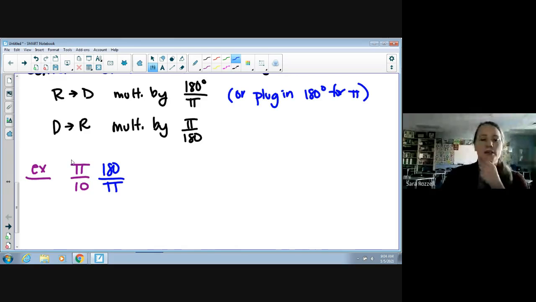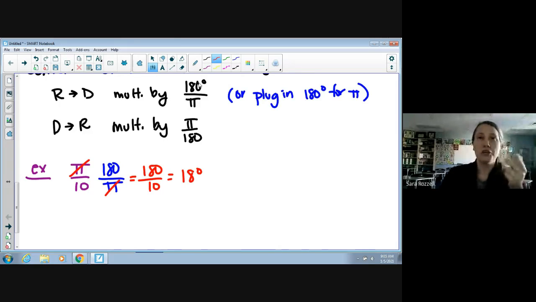So what's going to happen to my pi's? They're going to cancel. That's why we put it on the bottom, so that they would get rid of each other. And I have 180 over 10, which is 18 degrees.